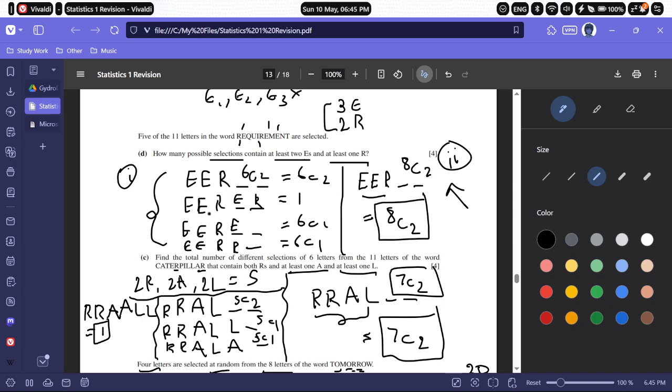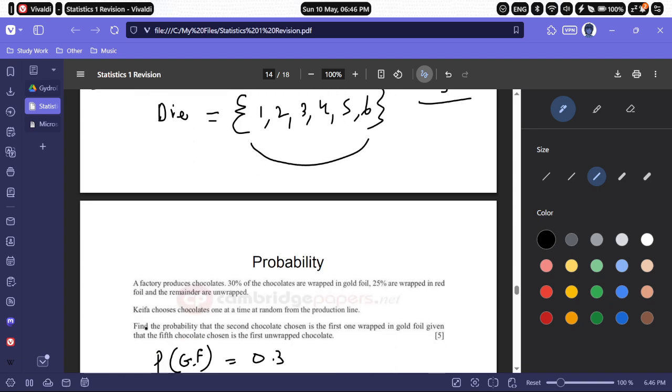Did you add up all these four cases? Let me just calculate that. 5C2 plus 5C1 plus 5C1 plus 1 is 21. This is 21 as well. Did you add 1? The fourth case is when you have double R double A double L. That is one case as well. So make sure to add 1 to that. I think that's where.